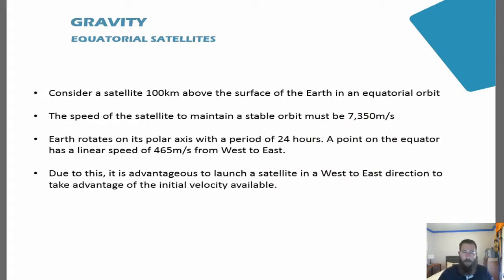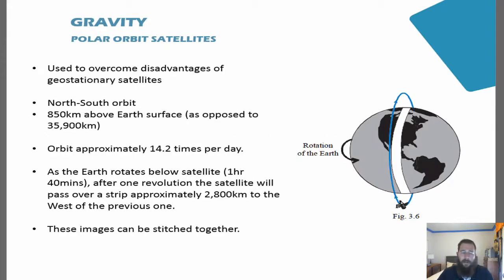So these equatorial satellites have to be traveling pretty fast to maintain the position that they're looking at and a stable orbit. Because the Earth is spinning, it's advantageous to launch the rocket in a west to east direction to give it a boost, or to give it some of that initial speed that it needs to maintain that orbit.